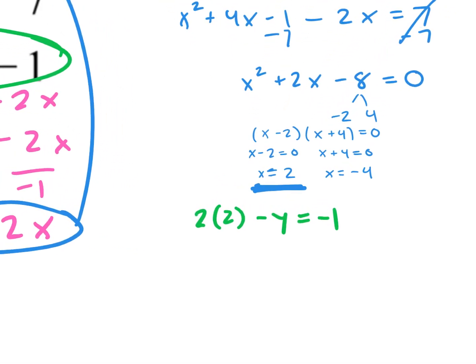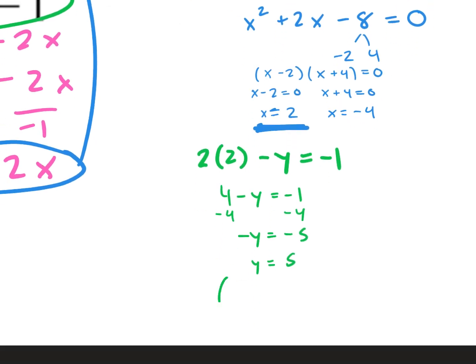All right, so I plug 2 in, and then just solve for y. So 4 minus y is equal to -1. Subtract 4. Negative y is equal to -5. So y is equal to 5. So my first coordinate point would be (2, 5). X then y.